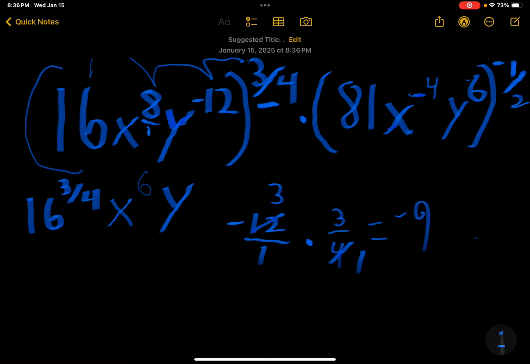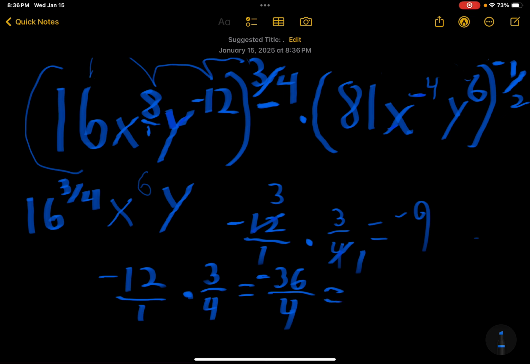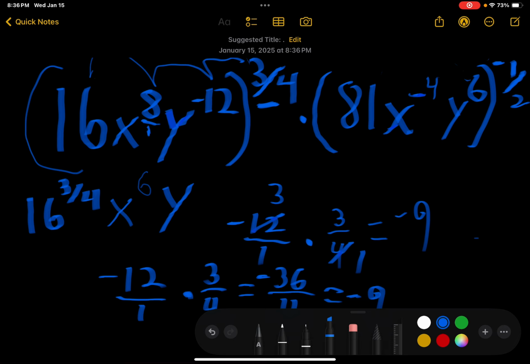I'll do it again just so y'all understand what I'm saying. So we got negative 12 over 1 times 3 over 4 equals 12 times 3 is 36, over 1 times 4 is 4. 36 divided by 4 is 9, so that's negative 9. And there you go. Let me erase this.